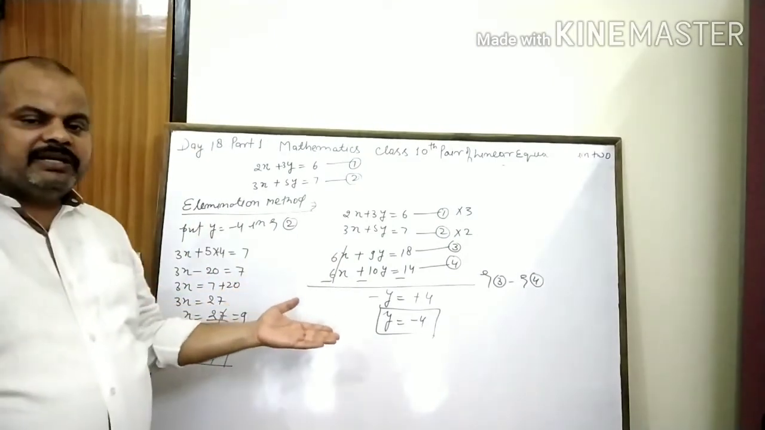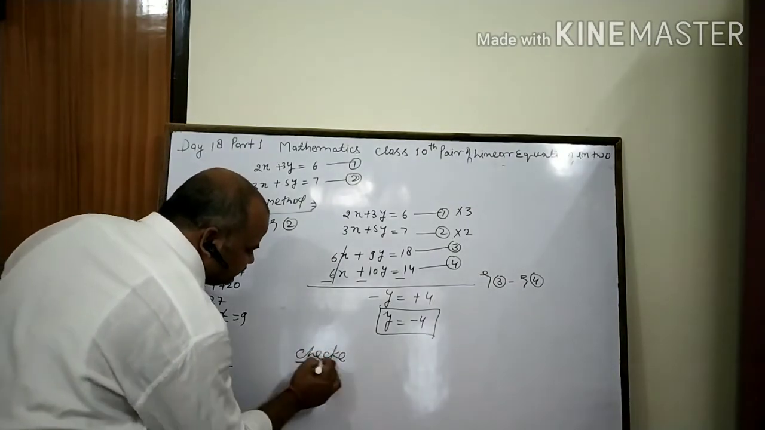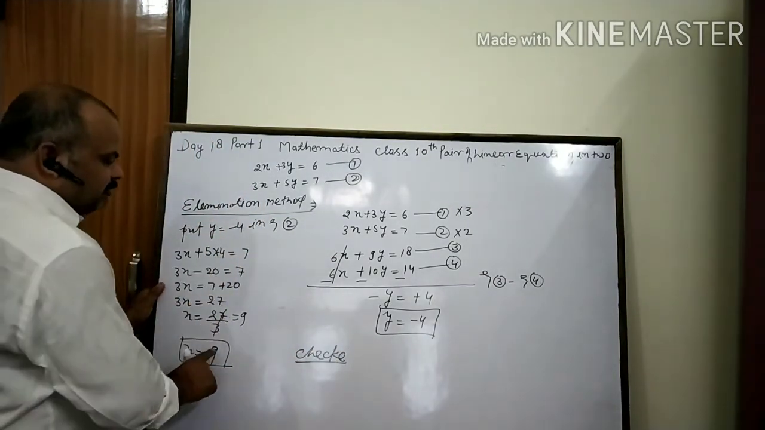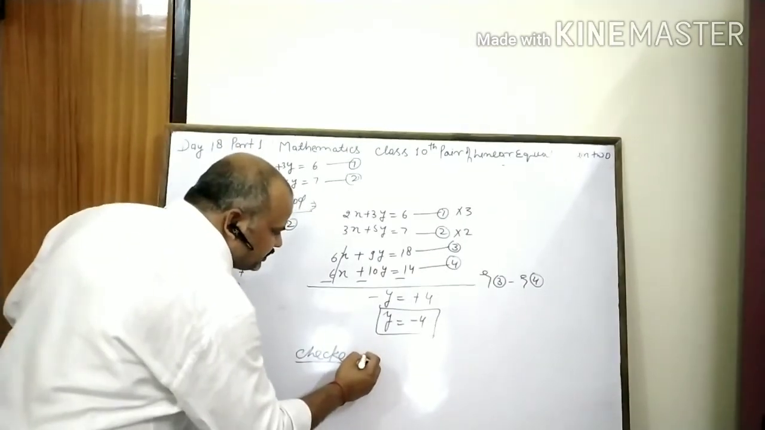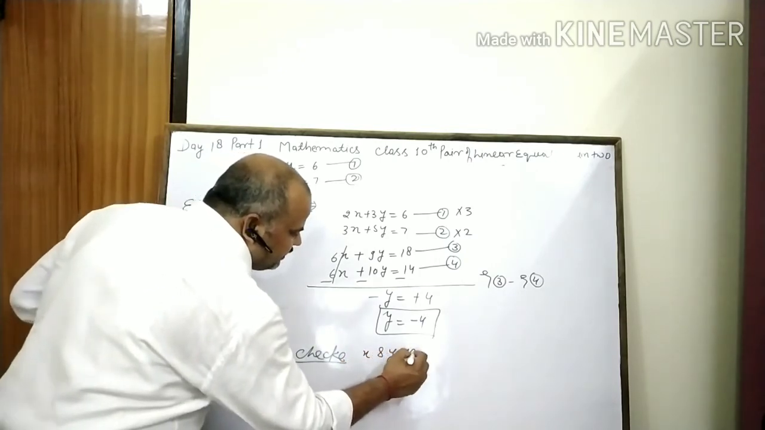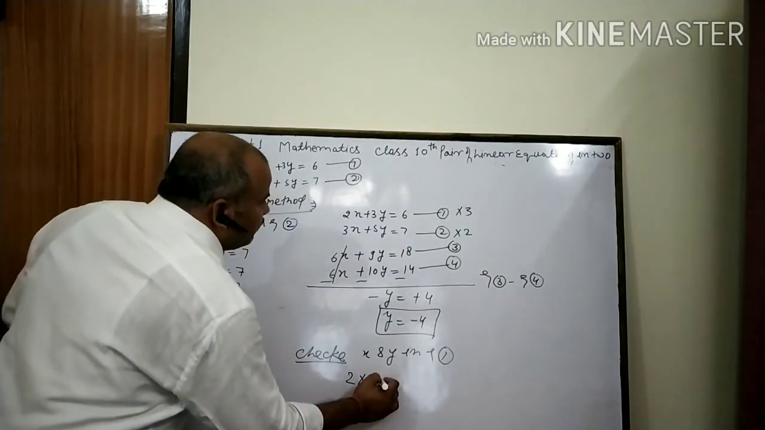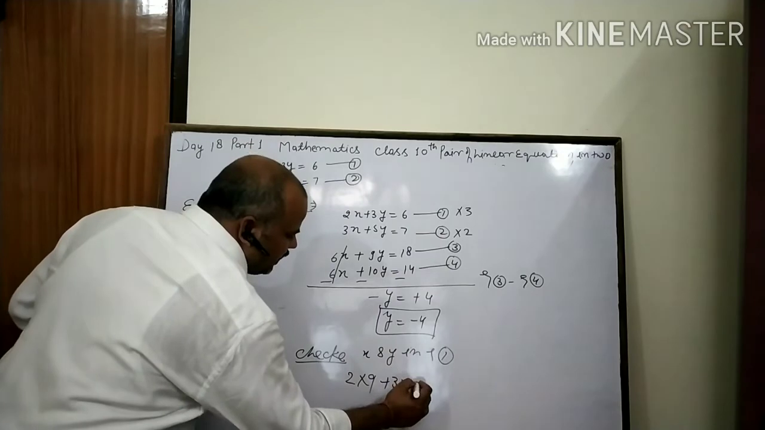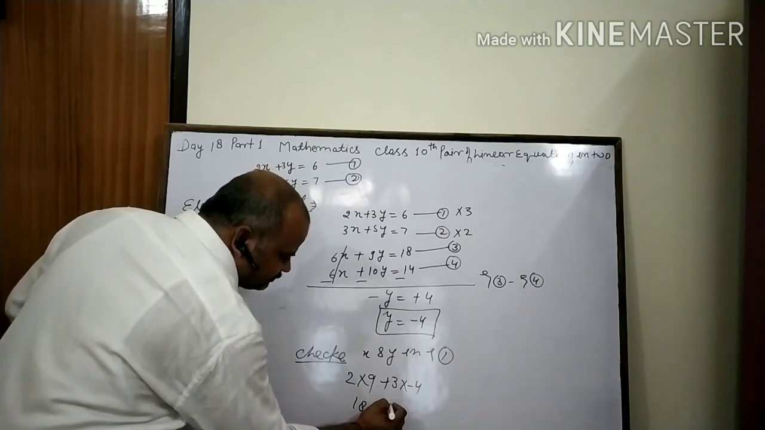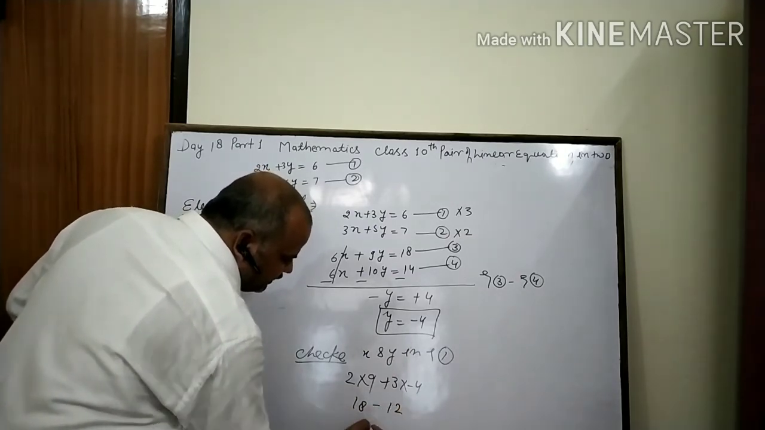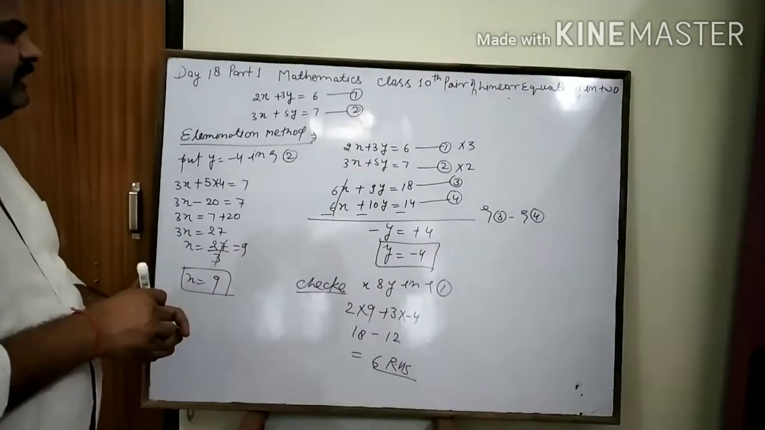And if you want to check whether your solution is correct or not, then check. What you can do is put the value of x and y in any one of equations 1, 2, 3 and 4. Then we put x and y in equation 1. Then 2 into 9 plus 3 into minus 4. Then 2 nines are 18 plus minus 3 fours is minus 12. 18 and 12 are subtracted, then it is 6 and it is the RHS. Then our solution is correct.